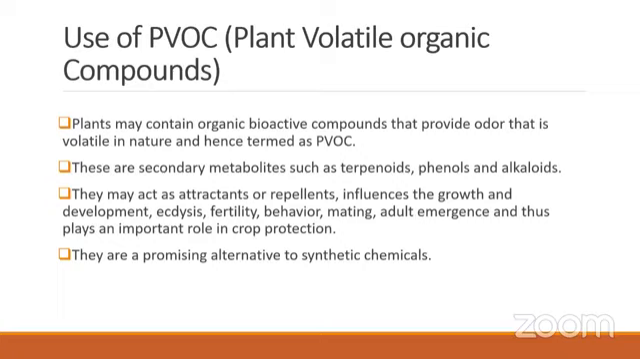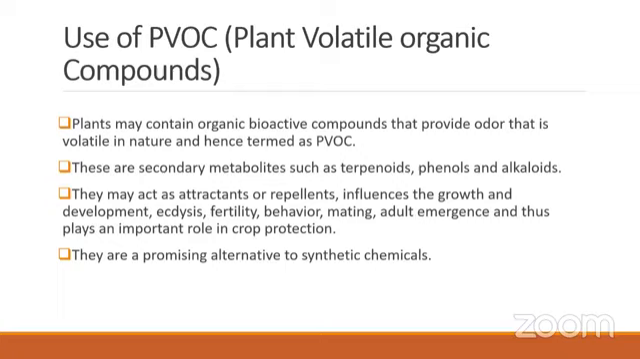Okay, so in that context, the first thing, a newer concept which has evolved, is of plant volatile organic compounds. As the name suggests, the origin is plant. Volatile means the chemical is volatile in nature, meaning it easily gets evaporated. The definition says that plants may contain organic bioactive compounds that provide odor that is volatile in nature, and hence termed as plant volatile organic compounds, or PVOC. Fine. And what are these compounds? These are basically secondary metabolites, such as terpenoids, phenols, and alkaloids, and many more.